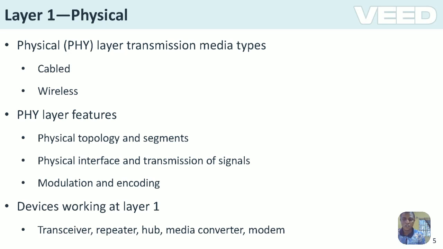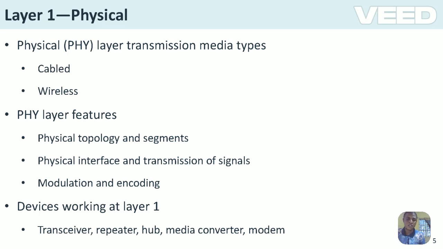Now the features. So we have the topologies and the interface. The topology is the arrangement of your network, the physical arrangement of your network. Now the interface: these are the things that are attached to the network, like the hub, the switch, and the clients that are attached to the switch.